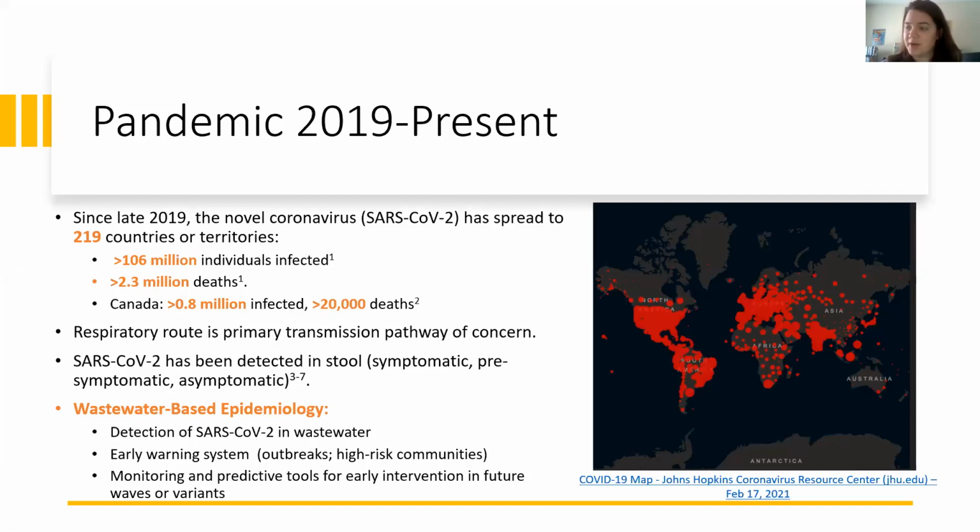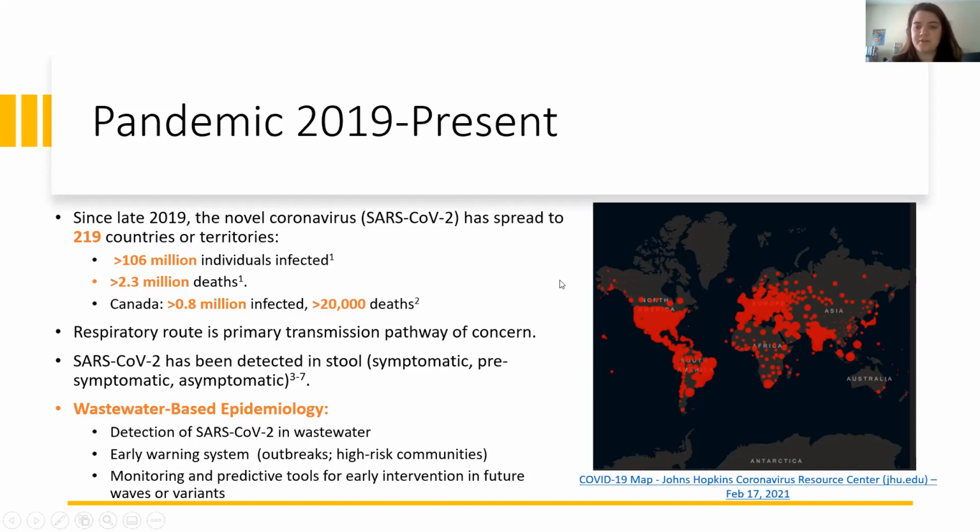So SARS-CoV-2 has also been detected within the stool of infected individuals. This is not just people who are symptomatic for the illness, but also those before they get symptoms, and then those who don't show any symptoms at all. So the thought, and what a lot of people have been pursuing all over the world, is that the detection of the virus within wastewater can act as an early warning system against future outbreaks for high-risk communities, and potentially for detecting other variants that we're starting to see a lot of now.